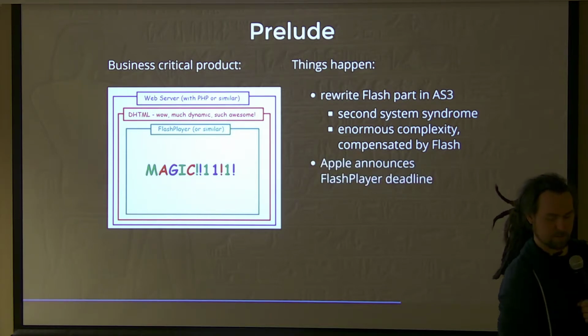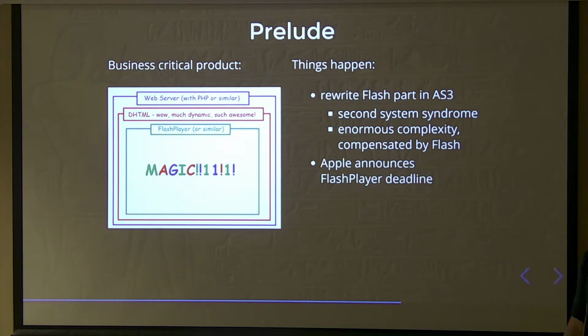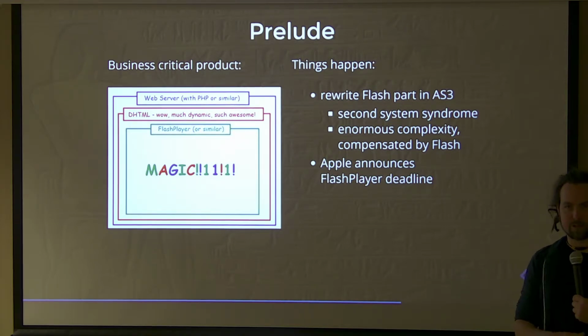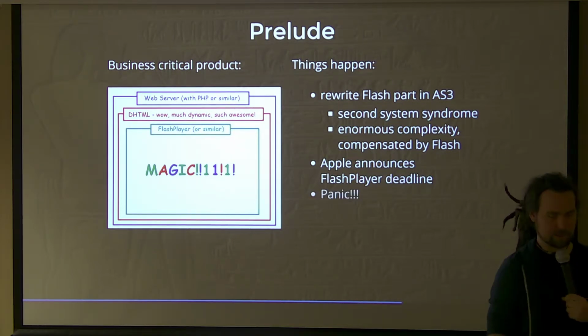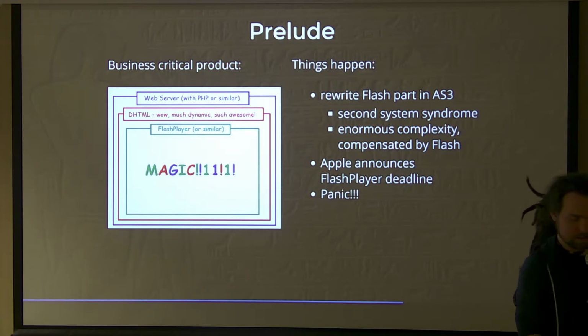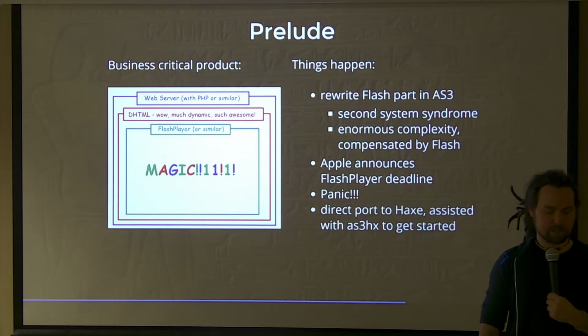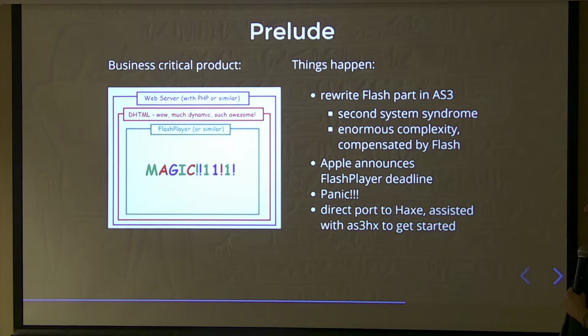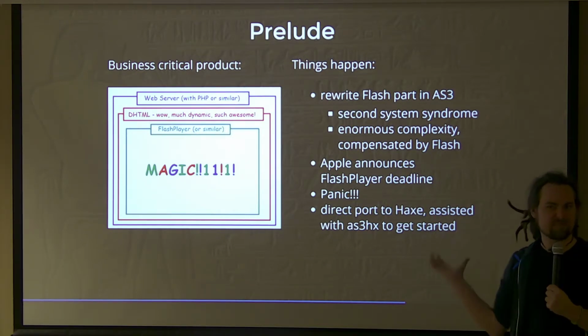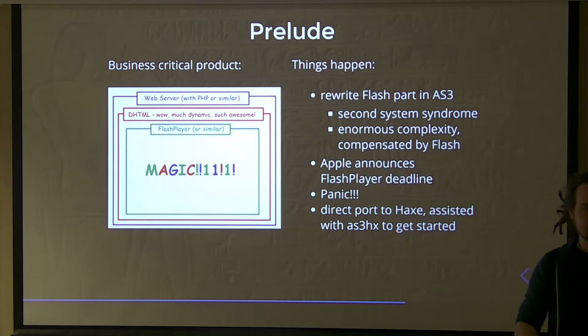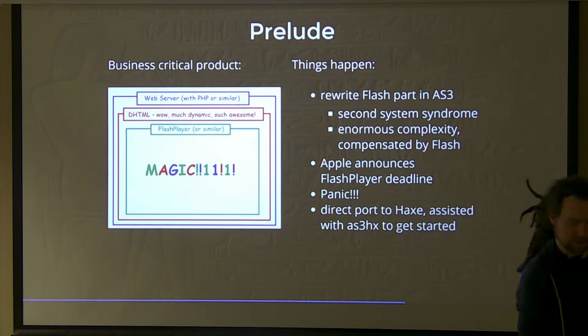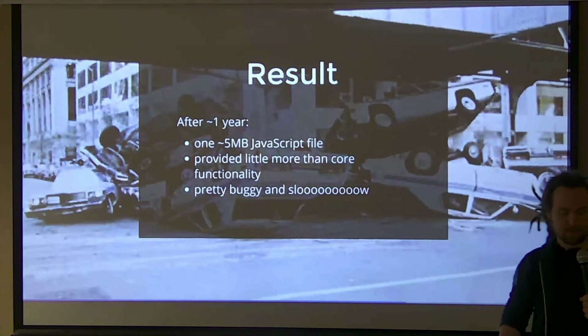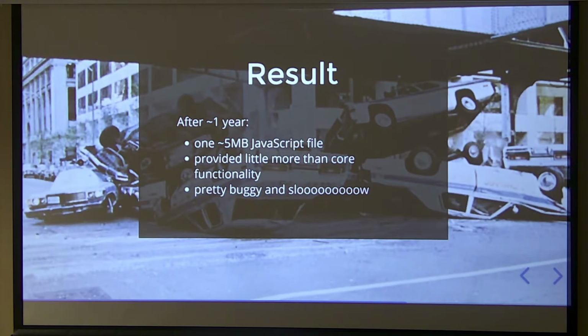Yeah, that was a bit of a problem that came from that, is that Apple said, like, this whole Flash thing, we're just going to completely kill it off. So the next thing that ensued was total panic. And at some point we said, okay, let's just port this to Haxe. And because there was a tool that did maybe 90% of the work, that takes ActionScript and produces Haxe code from that, the result wasn't that good.